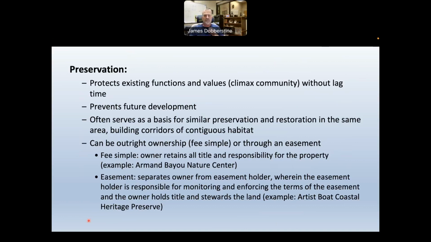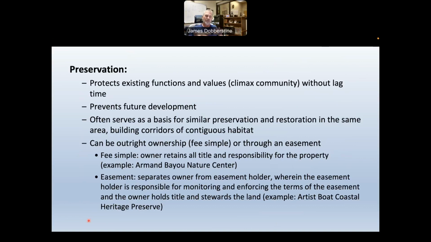So as I said, preservations can be fee simple, or they can be through easements. We do have local examples of that. So, the Armand Bayou Nature Center, which I like to use a lot as an example, it's owned outright by the Nature Center, right? Actually, it's through the county. So they have all title and responsibility, and they manage it as they see fit to meet their conservation goals.